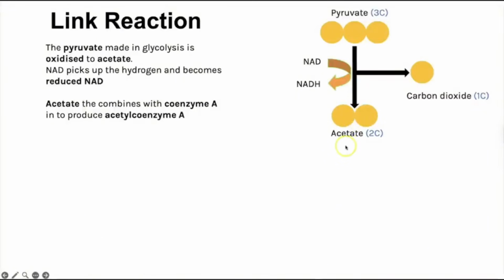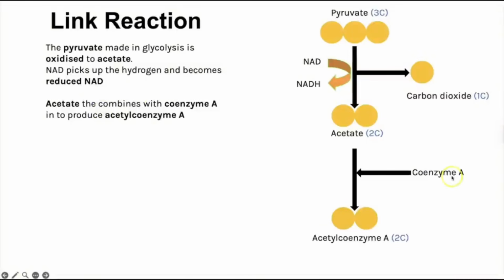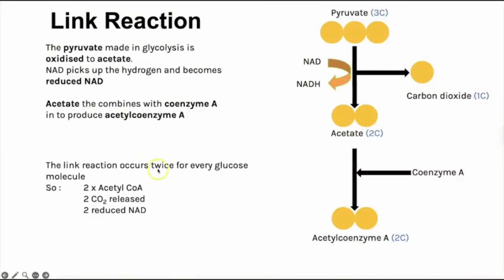Now, acetate can't enter the Krebs cycle as it is, so it has to combine with a coenzyme called coenzyme A to make acetyl-CoA to enter the Krebs cycle. So that's the link reaction. And for every glucose molecule, we end up with 2 acetyl-CoA, 2 carbon dioxide, and 2 reduced NAD. And the reason for that is, for every glucose molecule, 2 pyruvate molecules were made in glycolysis.